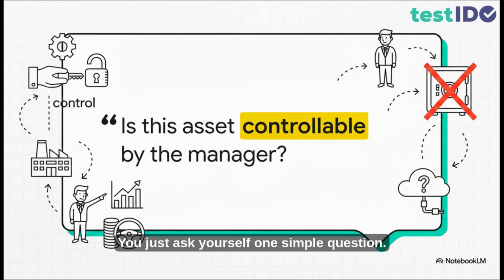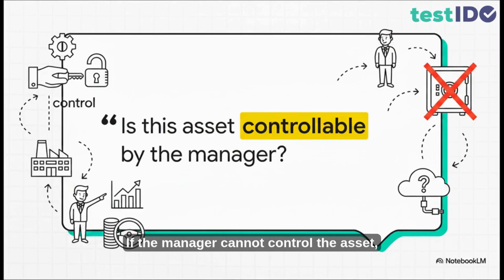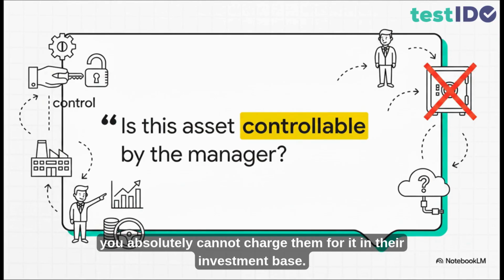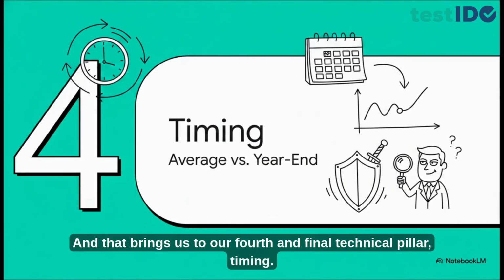You just ask yourself one simple question. Is this asset controllable by the manager? Guys, this is the absolute golden rule of responsibility accounting. If the manager cannot control the asset, you absolutely cannot charge them for it in their investment base. It really is that simple. If they can't control it, exclude it. And that brings us to our fourth and final technical pillar, timing.